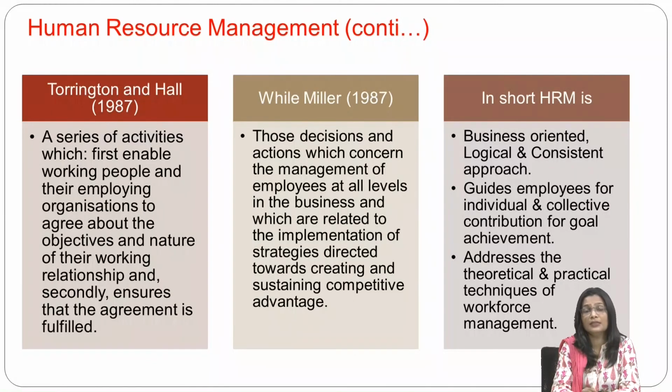Now let's get into the second definition that is given by Weil and Miller. This definition was given in 1987. According to Weil and Miller, human resource management is those decisions and actions which concern the management of employees at all levels in the business and which are related to the implementation of strategies directed towards creating and sustaining competitive advantage.